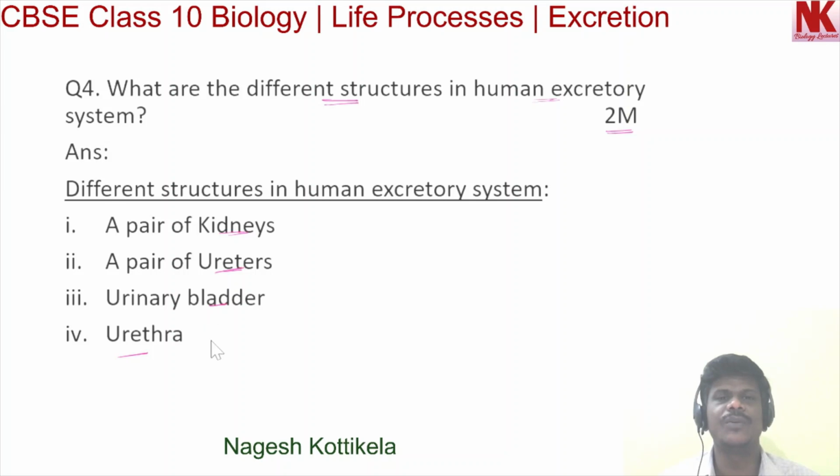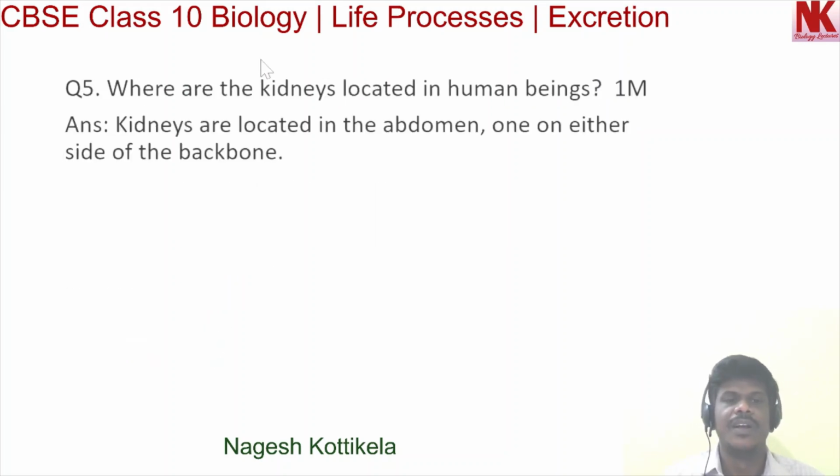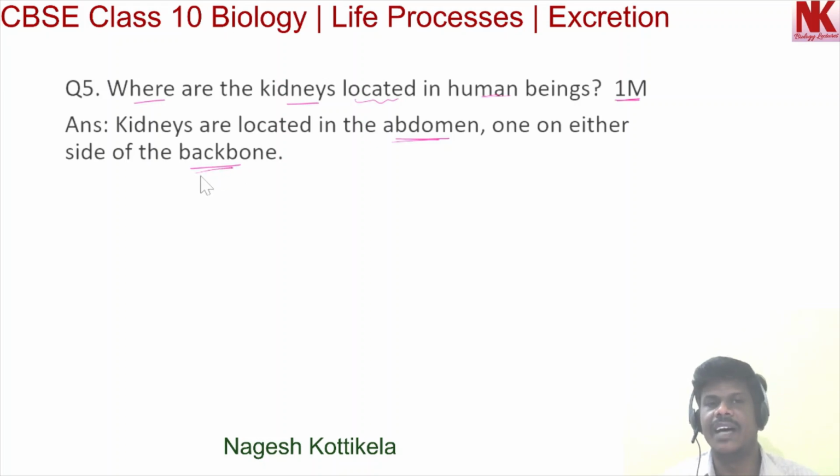Now moving to the next question, that is question number 5. Where are the kidneys located in human beings? This question can be asked for 1 mark, and the answer is: kidneys are located in the abdomen, 1 on either side of the backbone. I repeat the answer once again: kidneys are located in the abdomen, 1 on either side of the backbone.